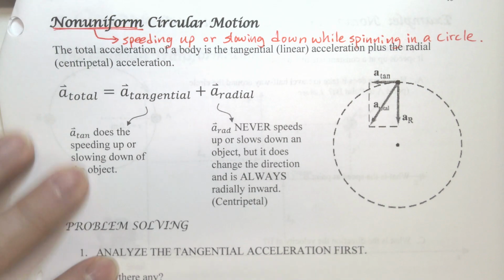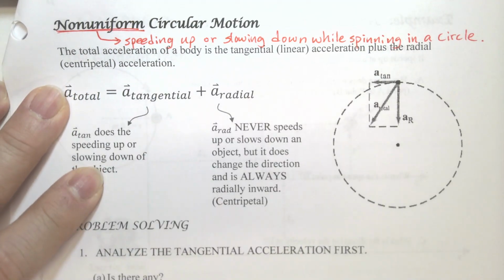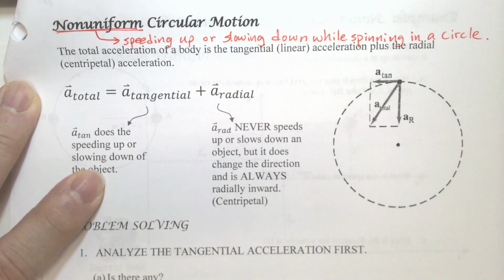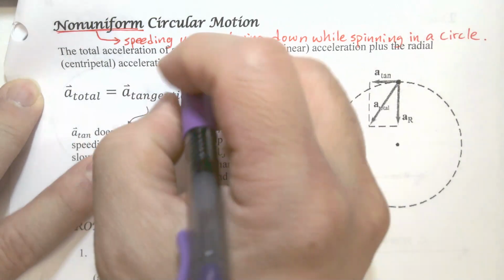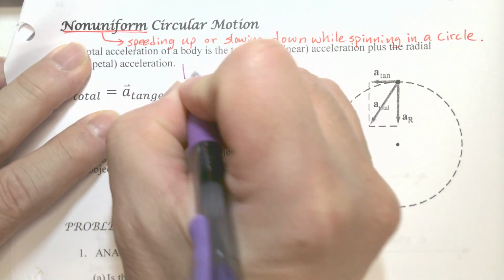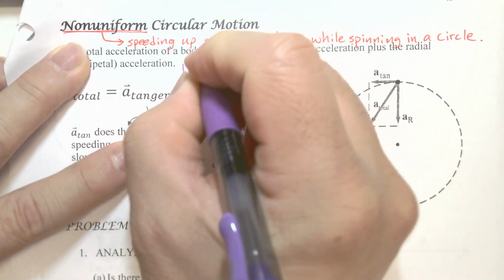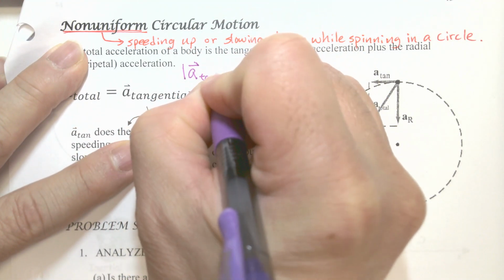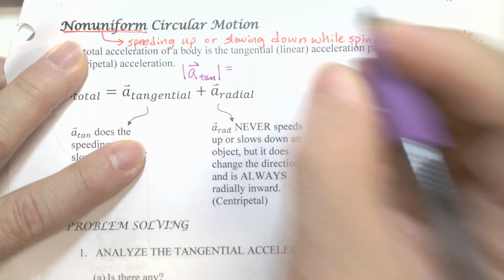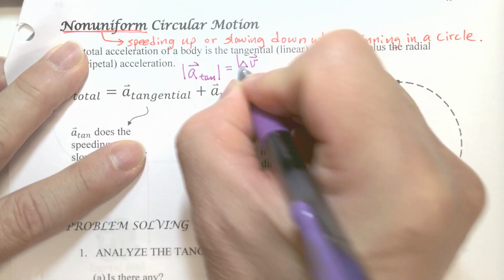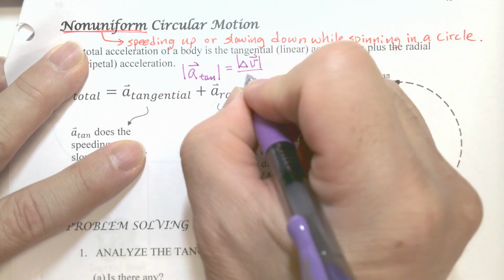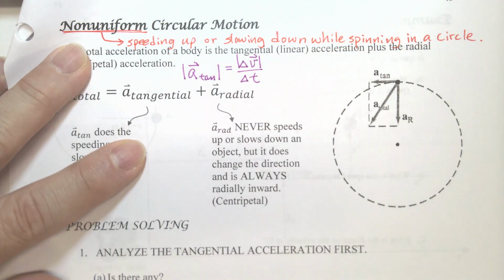Good. So, when we have something that is accelerating, where either speed or the magnitude of the velocity changes, then we have a linear acceleration. And that linear acceleration is tangential acceleration. And that tangential acceleration magnitude can be calculated as change in V, which is the magnitude of V, divided by change in time. Okay?